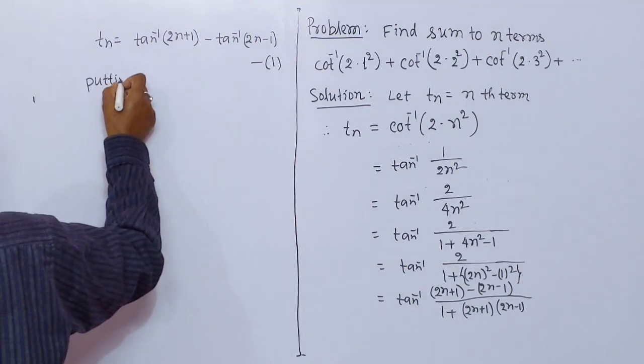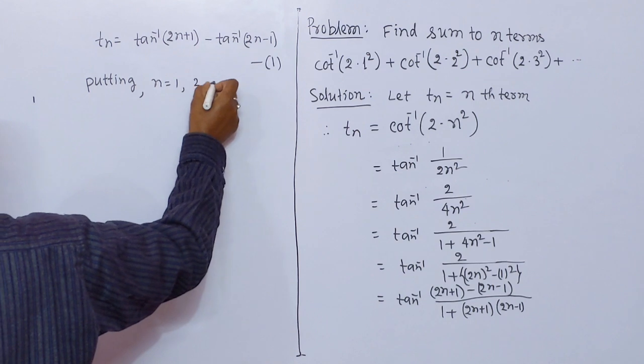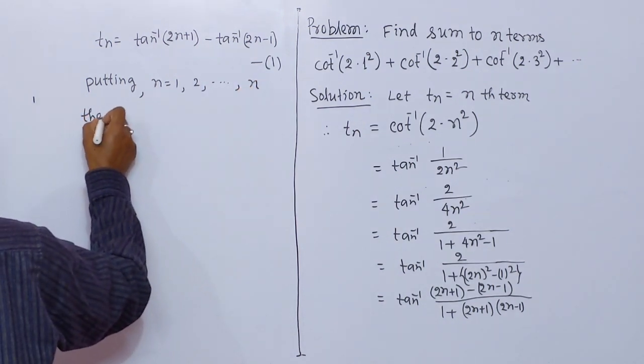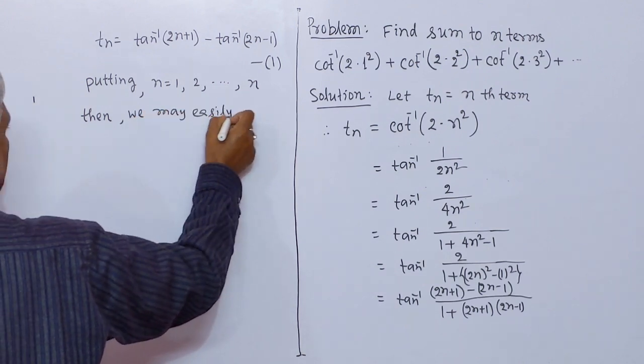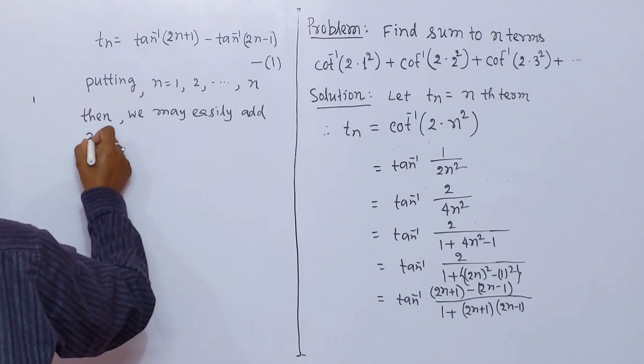Putting n equal to 1, 2, dot, dot, dot, n, and then we may easily add n terms.